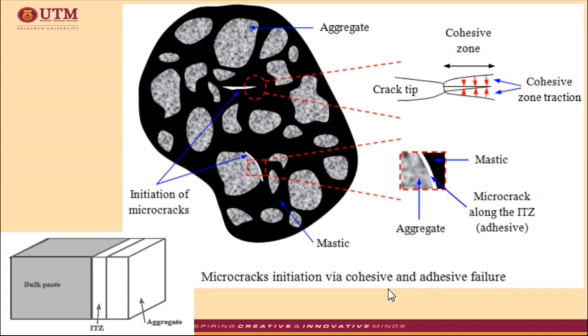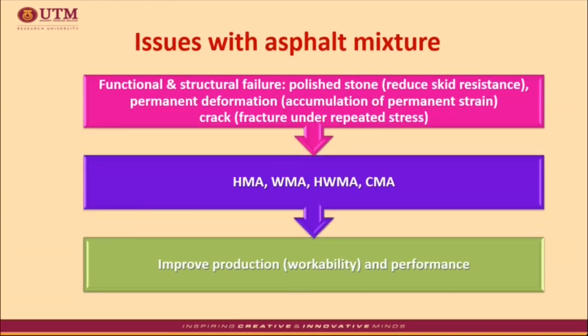Okay, this slide highlights the potential of cohesive and adhesive failure through crack initiation. Cohesive failure is characterized by the separation of molecules within the asphalt mastic, and adhesive failure is related to the separation of the asphalt coating from the aggregate surface, which can be related to microcrack initiation within the interfacial transition zone. Okay, now let's have a look at the issues related to the asphalt mixture.